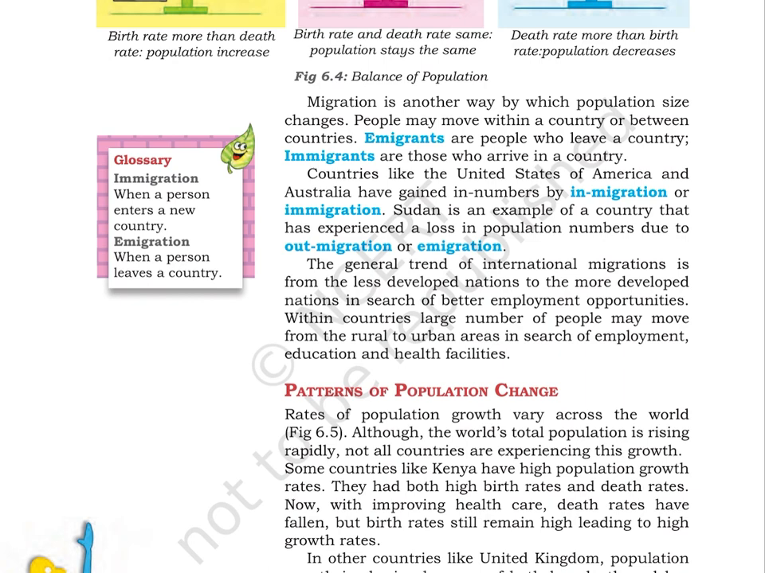Patterns of population change. Rates of population growth vary across the world, which is shown in figure 6.5. Although the world's total population is rising rapidly, not all countries are experiencing this growth. Some countries like Kenya have high population growth rates.